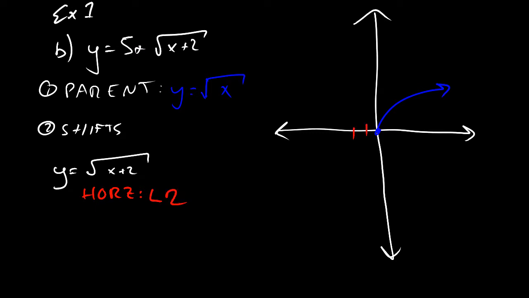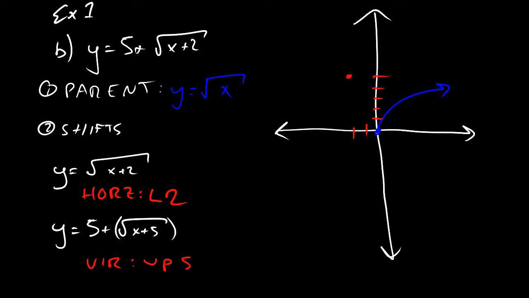Good. So now we're going to add on our last component, a plus 5. If we're adding it to our quantity of x, what are we going to do? It's a vertical shift. A plus 5 means we're going up 5. So 1, 2, 3, 4, 5. That means our new starting point is at that dot.